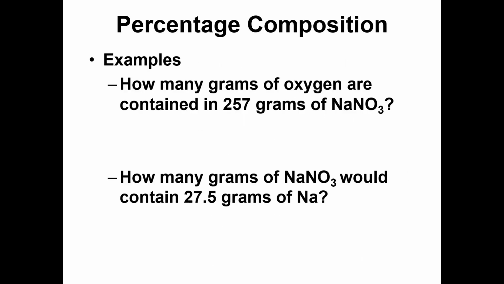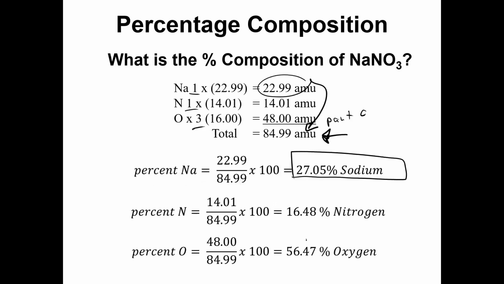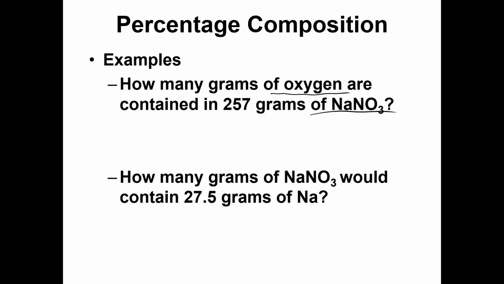So if I ask you a question like how many grams of oxygen are contained in 257 grams of sodium nitrate, you use the conversion factor that relates the grams of oxygen to the total grams of sodium nitrate, which is of course 56.47 grams of oxygen equals 100 grams of sodium nitrate. Okay, so let's do that.